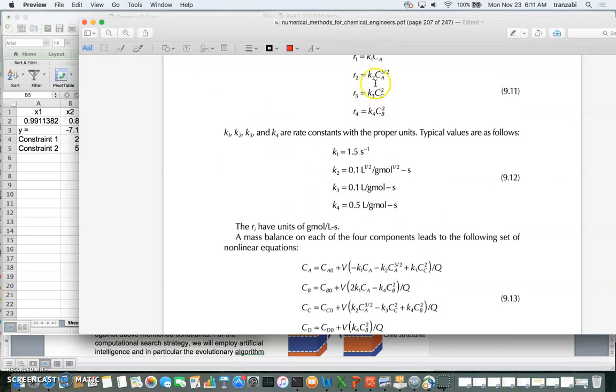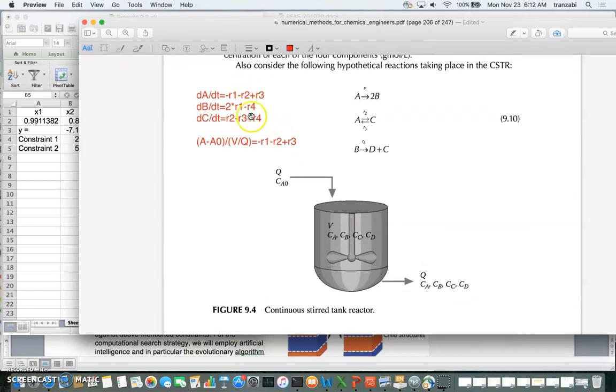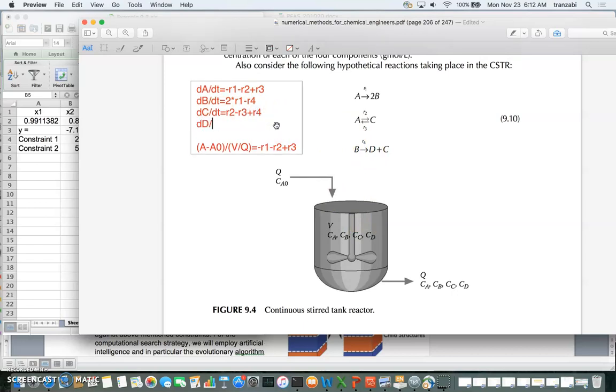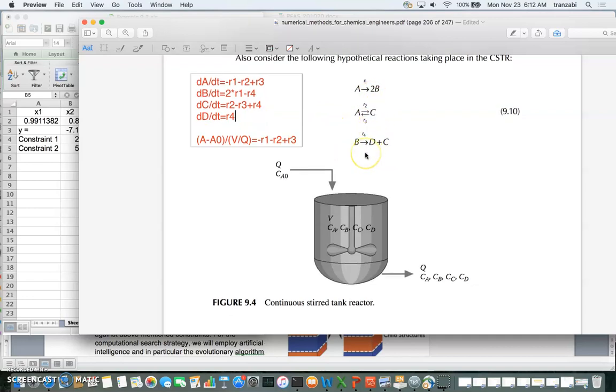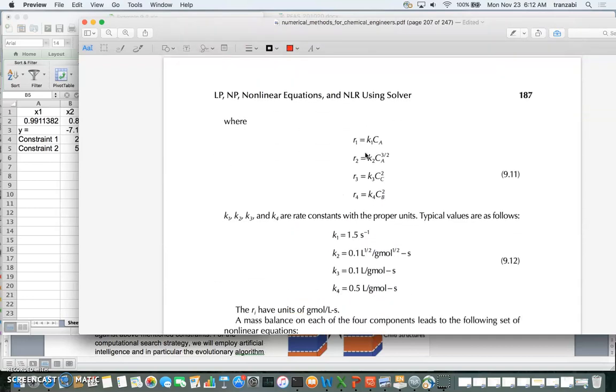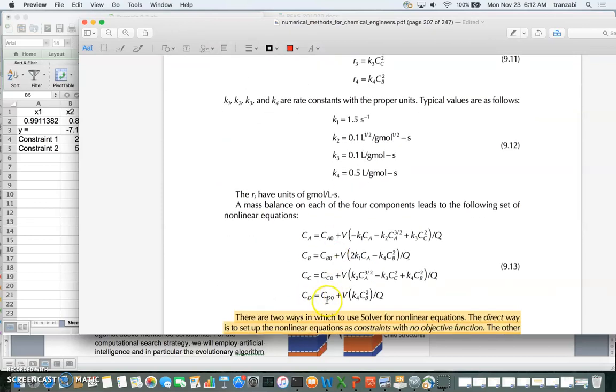So plus R2 is going to be K2CA to the 3/2. Minus R3 is going to be K3CC squared. And then plus R4 is going to be K4CB squared. So this is also true. And then the last one I forgot. You can say dCD/dt is equal to R4, because R4 generates D. There's no D here, there's no D here, that's it. So that's going to be CD minus CD naught divided by V divided by Q, and everything is equal to R4, which is K4CB squared.